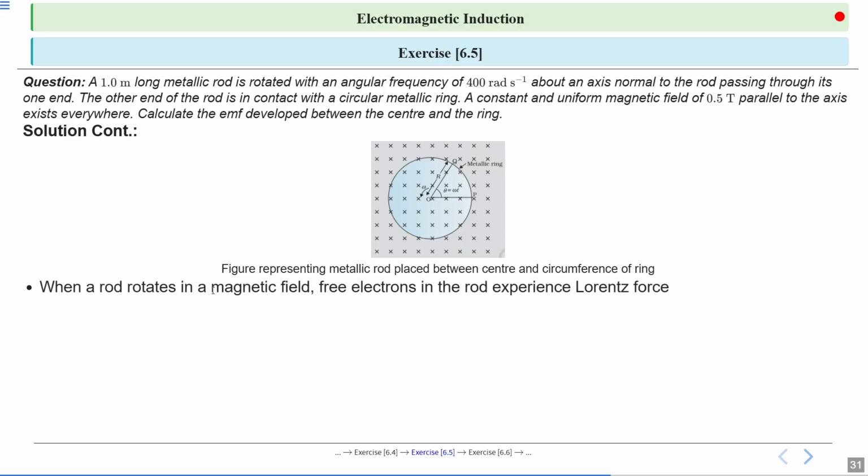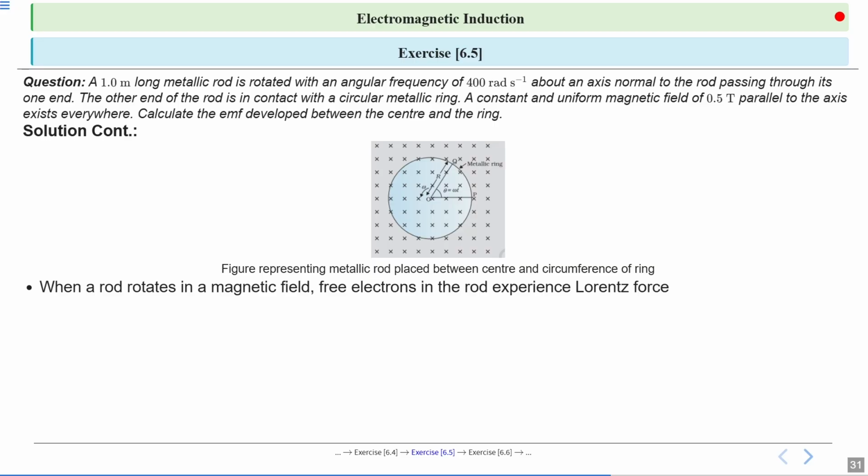When a rod rotates in the magnetic field, free electrons in the rod experience Lorentz force. At any instant, the linear velocity will be tangent at point Q. Align your fingers in the direction of velocity, it is moving anti-clockwise, so the velocity is in this direction. Curl your fingers towards the magnetic field, which is perpendicular to the plane and inwards. The thumb gives the direction of the force. So the thumb is towards O, the center.